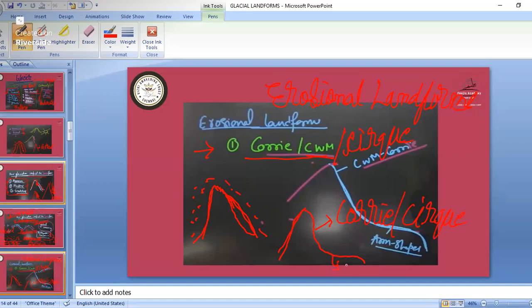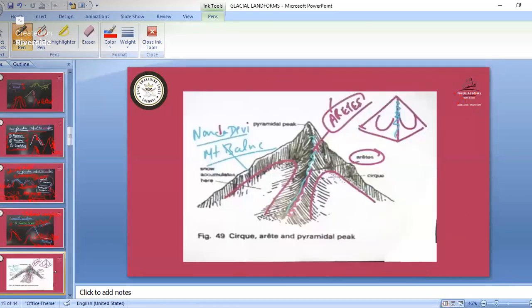It will look like an arm shape, so remember this arm shape, like a chair type. That particular landform will be known as what? Quarry, cirque, or the cwm. All are the same name. So there we have the formation of the quarry or the cirque, like you can see here in this diagram. This is the quarry or the cirque.